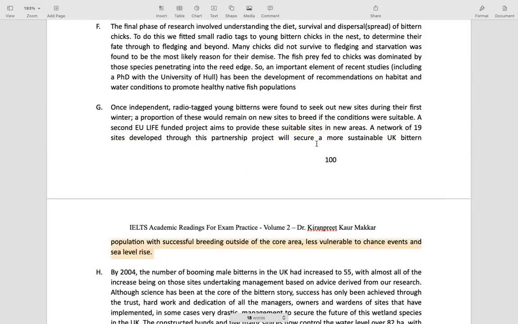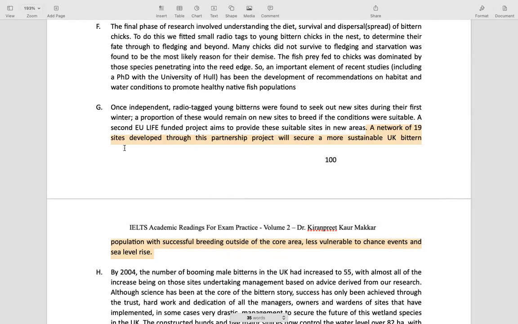Do they talk about winter again? A network of 19 sites developed through this partnership project will secure a more sustainable UK bittern population with successful breeding outside of the core area, less vulnerable to chance events and sea level rise. So they're trying to create many new sites, but it's not for holding them in winter. It's for forever, not just for winter. So that's my main issue too.